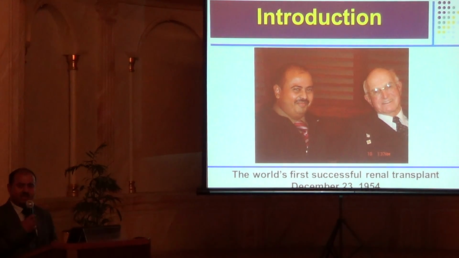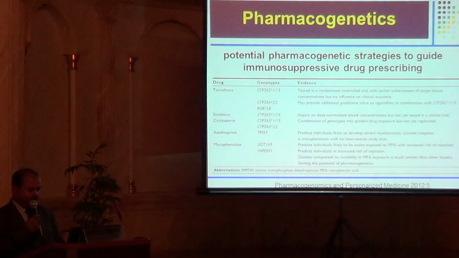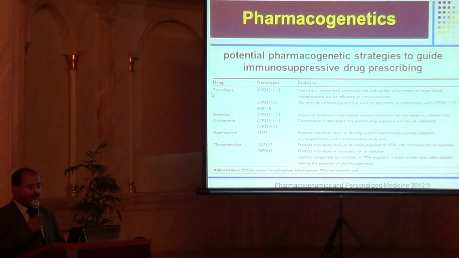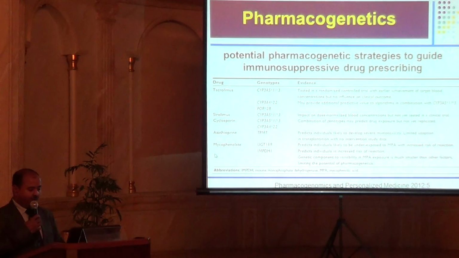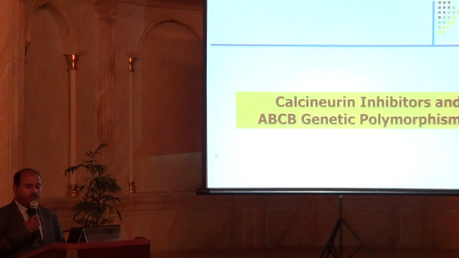So what was the secret of success of the first transplantation? It depended on identical twins. To know that they were identical twins, Professor Murray exposed the twins to fingerprint examination to be sure that they were identical twins and not fraternal twins. As you see in this table, we find a lot of genotypes for the currently used immunosuppressive drugs, and I will mention them one by one.